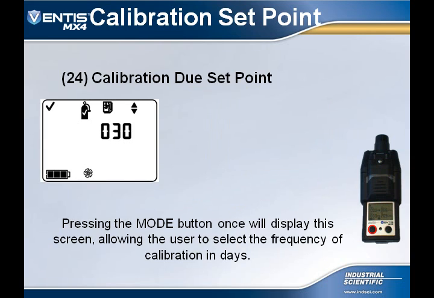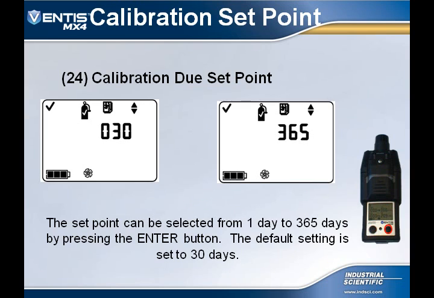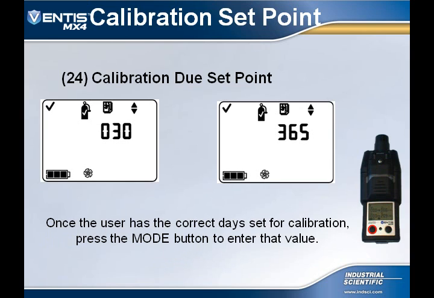The next screen displayed is the Calibration Due Set Point screen. This screen allows the user to set the required frequency of calibration in days. The set point can be adjusted from 1 day to 365 days by pressing the Enter button. The default setting is 30 days. Once the desired day is set, pressing the Mode button will enter that value.